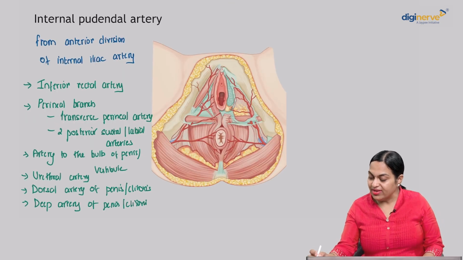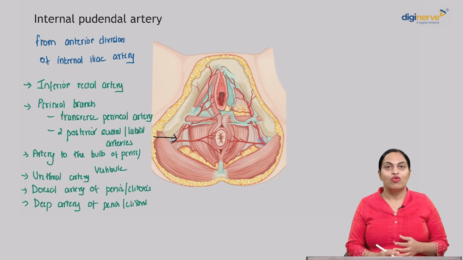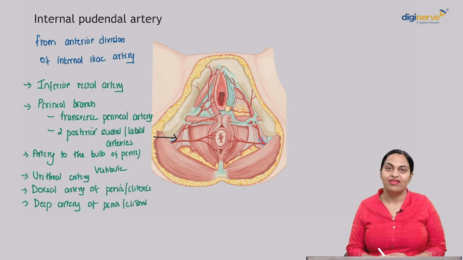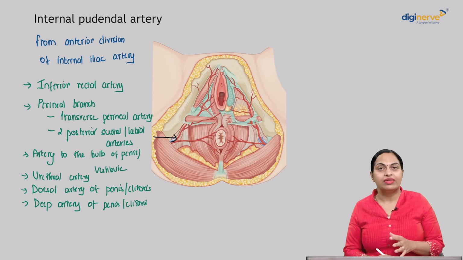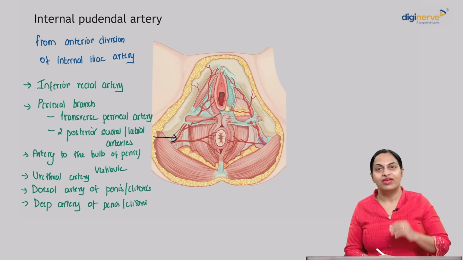Now, the internal pudendal artery. This internal pudendal artery is one of the terminal branches coming from the anterior division of the internal iliac artery. The course of this internal pudendal artery is similar to that of the pudendal nerve.